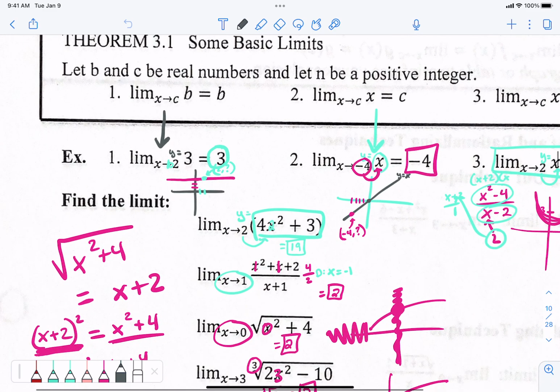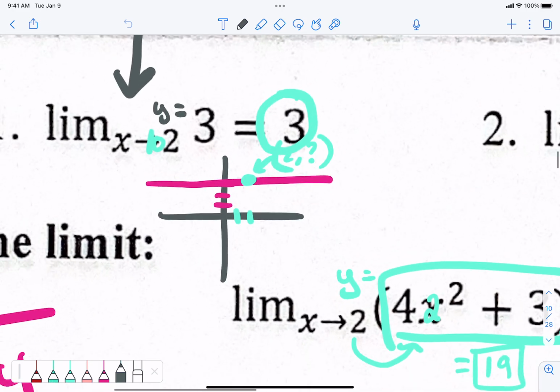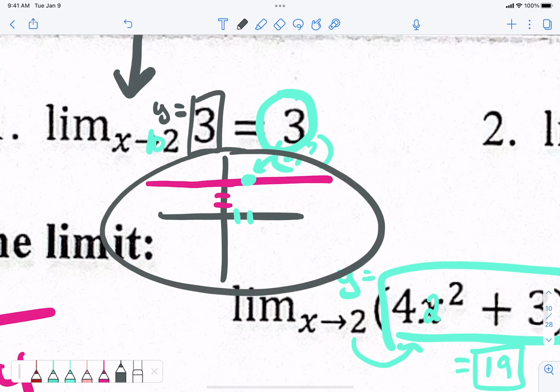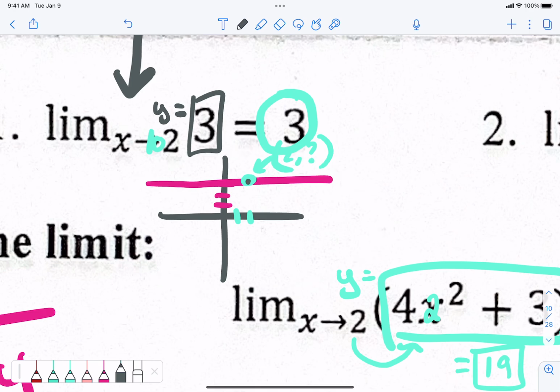Down here, we have some examples. The limit as x goes to 2 of 3. That is y equals 3 as the equation. So the graph looks like this, and we're trying to evaluate the y coordinate, or the limit, at 2. So this is 2 comma something. We just have to figure out the y coordinate. Well, it's obviously going to be 3 because it's all the way across.